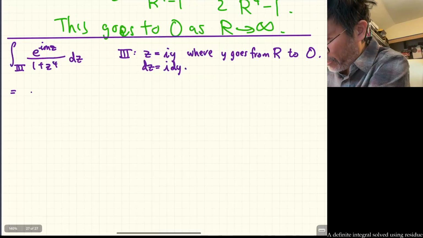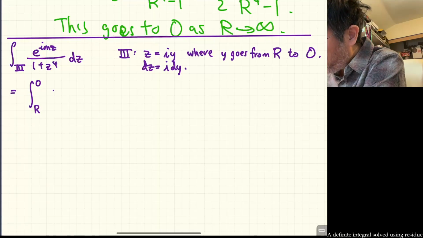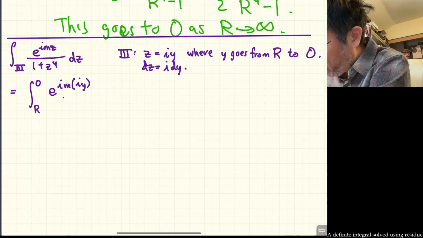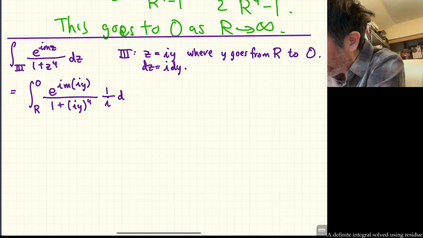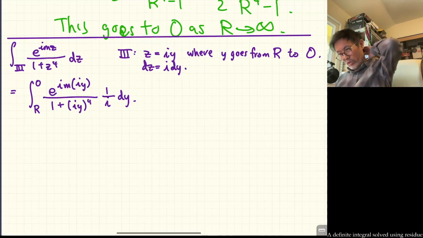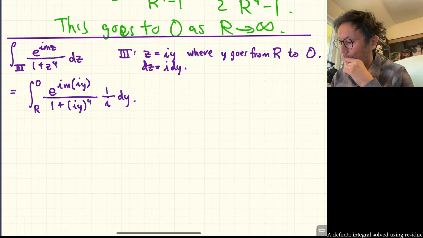So if I fill in the blanks here, what I get is this is equal to the integral from r to 0 of e to the i m times iy divided by 1 plus iy to the fourth power dy. Oh, no. dz is 1 over i, this is crucial, actually, 1 over i dy. Yeah, this is very, very important. Because watch the magical thing that happens here.